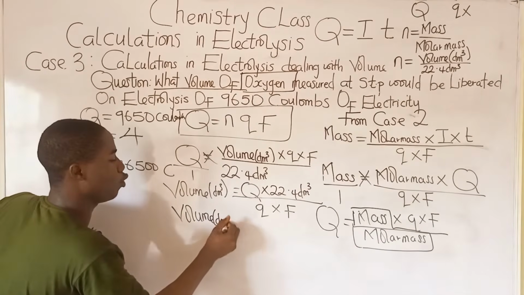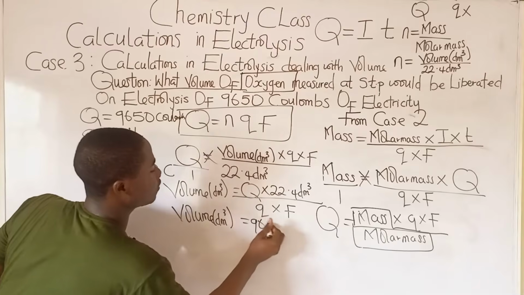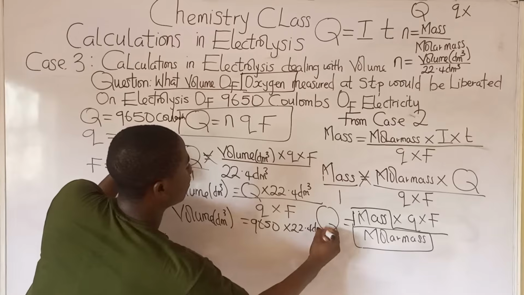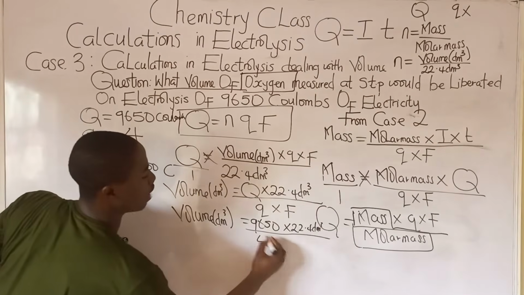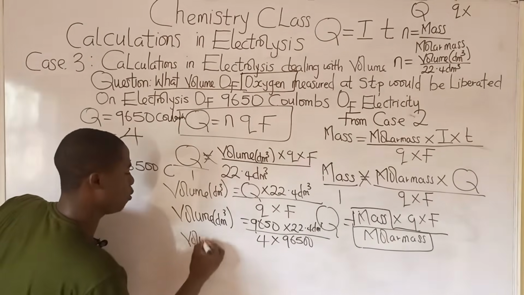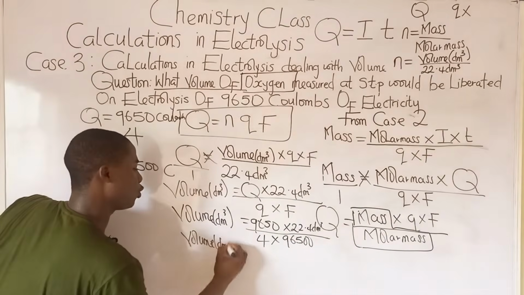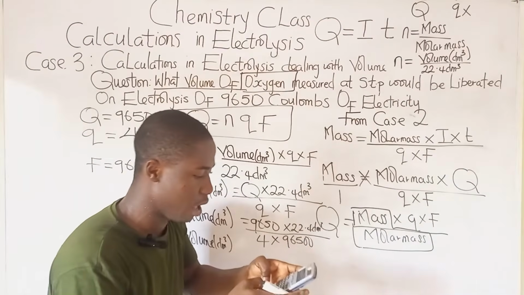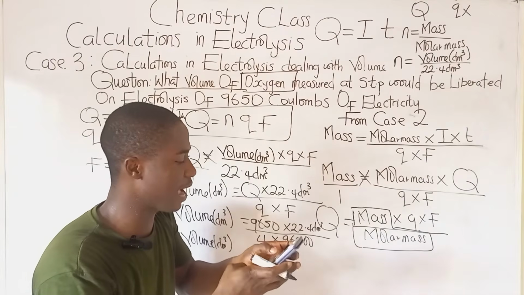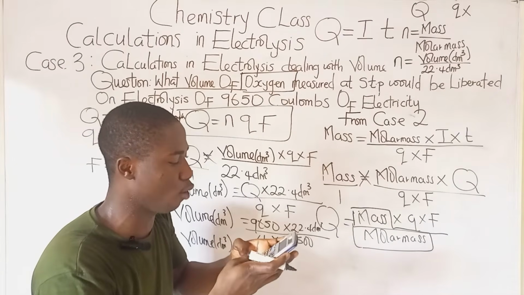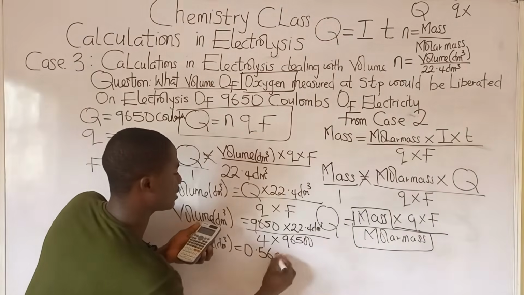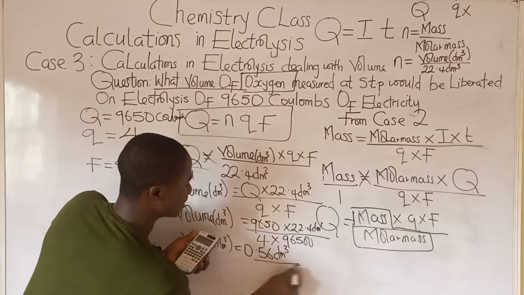Volume in dm cube will now be equal to 9650 times 22.4 dm cube over what's our Q now? 4 times 96500 coulombs. So the volume in dm cube, when we hit our calculator, is 9650 times 22.4 divided by 4 times 96500. What's the answer? I'm having 0.56 dm cube as the volume.